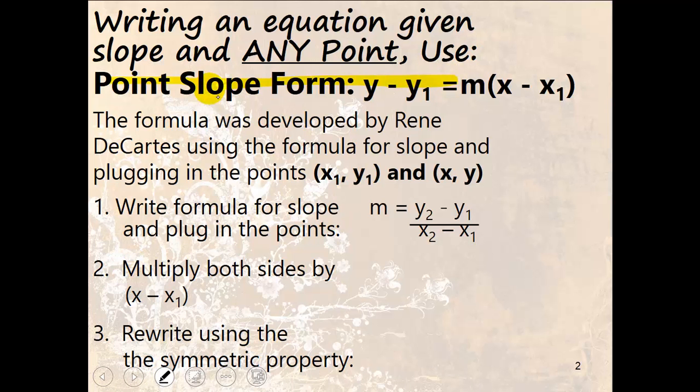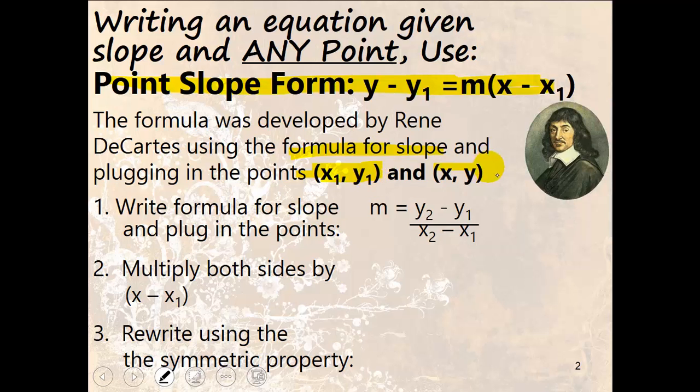This was developed or discovered by a gentleman by the name of Rene Descartes. He is credited for developing the formula for slope and the slope-intercept form and the point-slope form. So what he did was he took the formula for slope and instead of plugging in 2 concrete points, he plugged in some general points, namely x1, y1, and then x, y. He used this for x2, y2, all right?